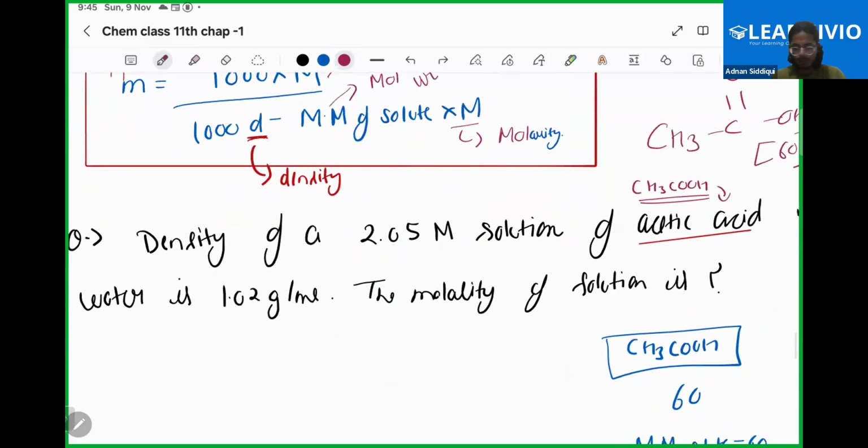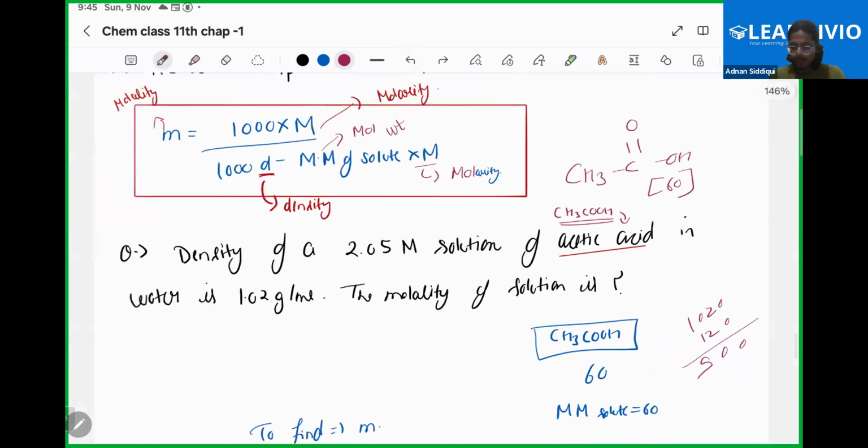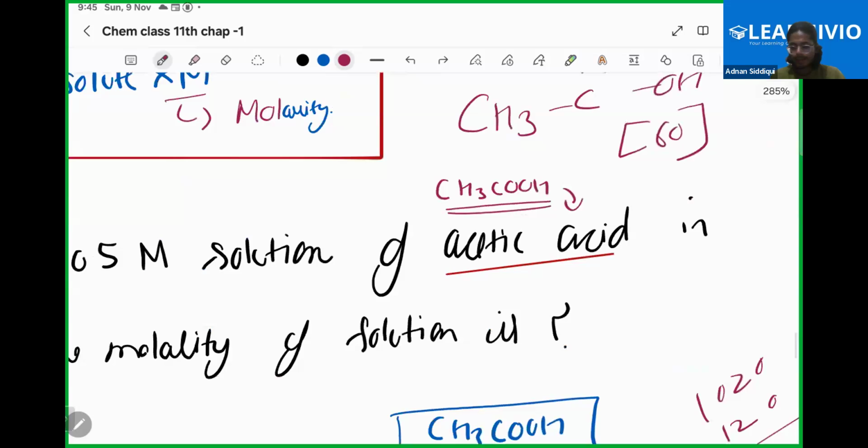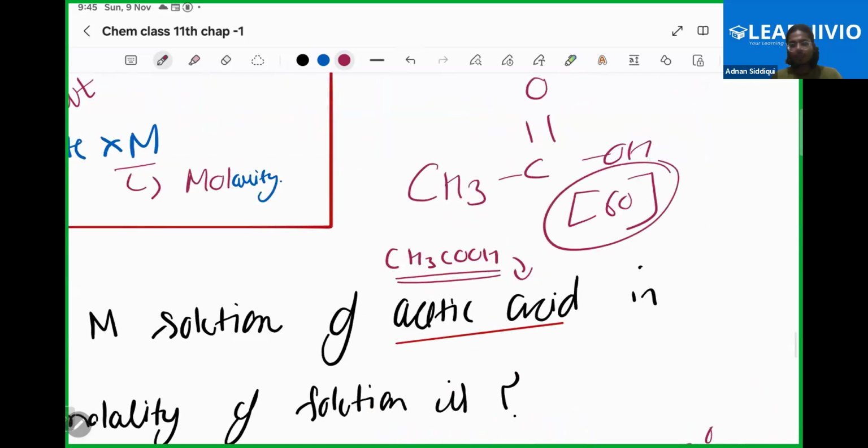They have given you molarity, right? They're asking you what molality. What other thing have they given you? They have given you density as well. So you can use this formula. See what is happening. Acetic acid is CH3COOH, right? Can you not calculate the molar mass of it? You can calculate the molar mass of acetic acid if you know the molecular formula.